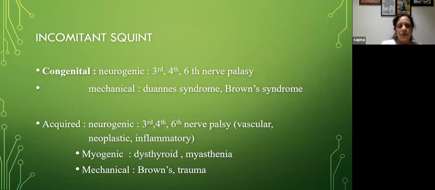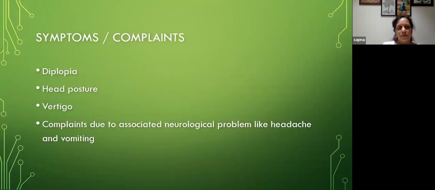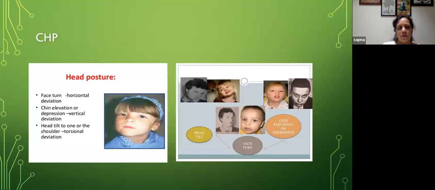The types of incomitant squint can be congenital and acquired. Both have neurogenic causes, which can be congenital nerve palsies or acquired nerve palsies. The myogenic is mostly acquired, which can be thyroid or myasthenia. Mechanical in the acquired can be acquired Brown's or related to trauma, in which there is an entrapment of the muscle. The complaints mostly are diplopia, head posture, vertigo, or associated with other neurological or systemic conditions like headaches, vomitings, or trauma.